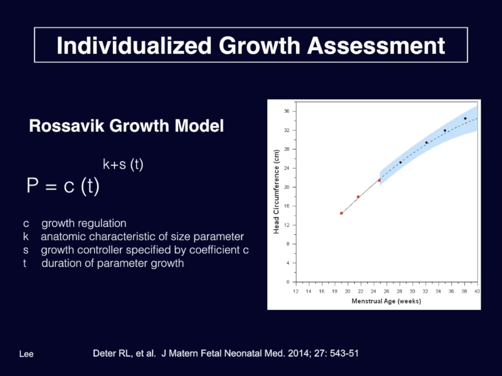An important limitation of IGA, however, is the requirement that at least 2 second trimester measurements, as shown by the red dots, are needed to generate expected third trimester growth trajectories.